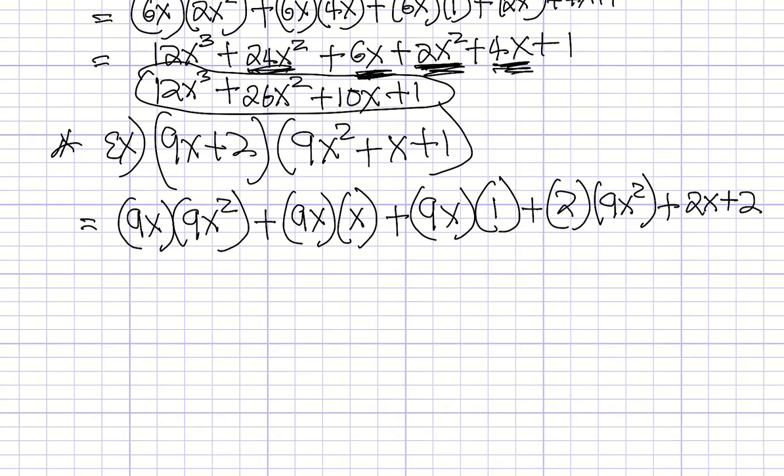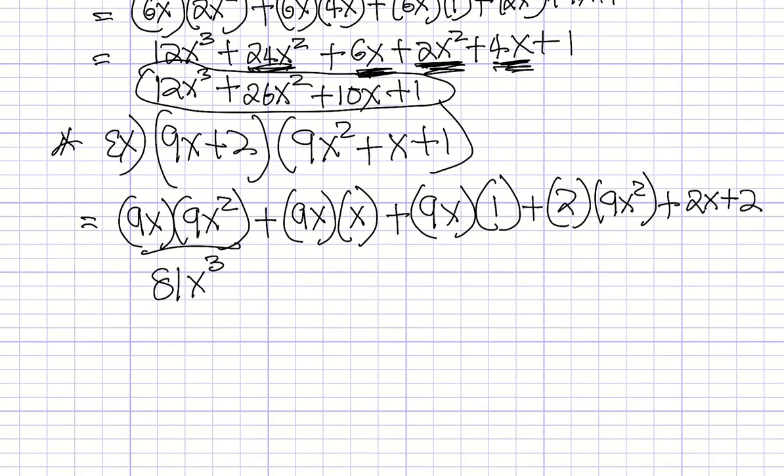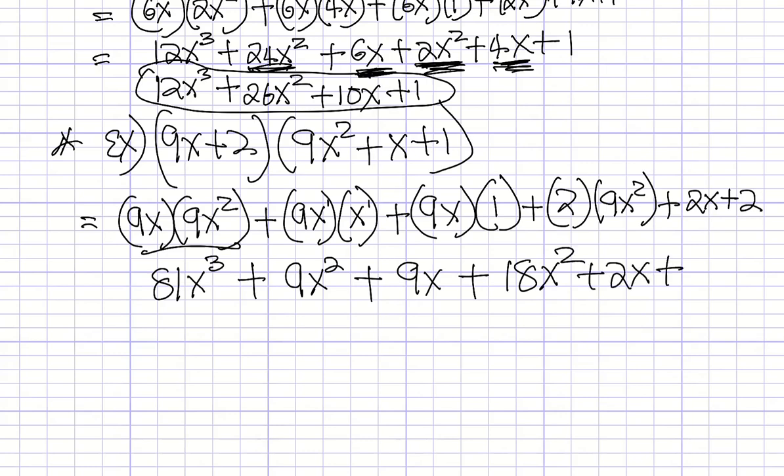See what multiplies what. So this is 81x raised to the power 3. See why I did the exponent first. So when you multiply these two, you have to add the exponents. So you get exponent 3. So you do the same thing here. 9 times that, you get 9x squared, because 1 is here, 1 is here, it becomes 2. Plus 9x plus 18x raised to the power 2 plus 2x plus 2. Okay. You see how things break down.